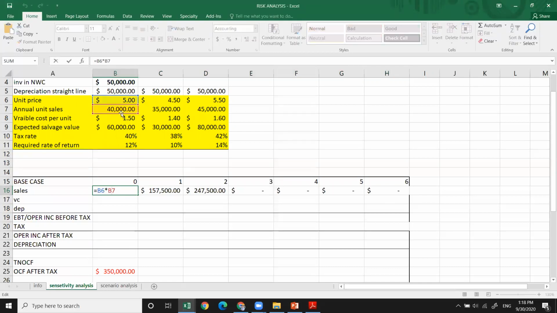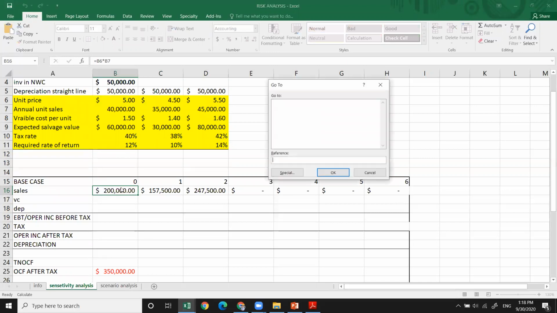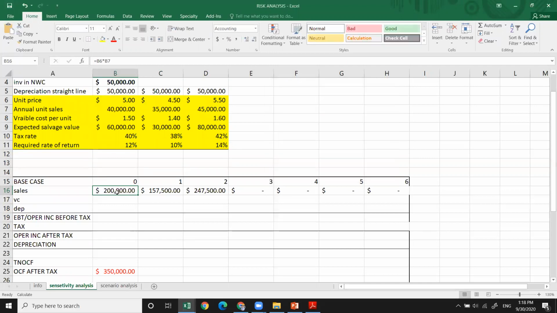Oops, I have to fix it. Otherwise, you need to put dollar. Yeah, I'm just trying to put the dollar here. Okay, now we got the sales.